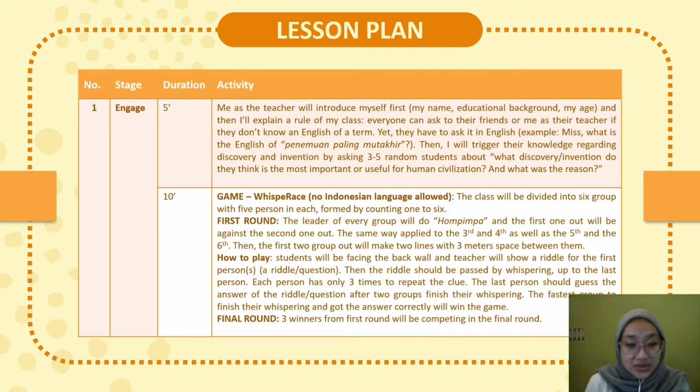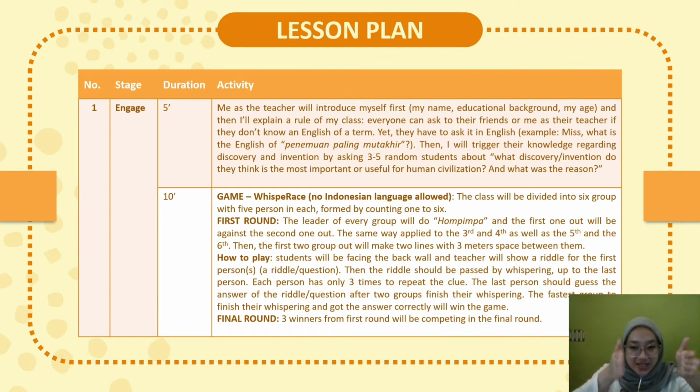The first round will be like the leader of every group will do hom pim pa, and the first one out will be against the second one out from the hom pim pa, and then the same way applied to the third and the fourth, as well as the fifth and the sixth. And then the first 2 groups out will make 2 lines with 3 meters of space between them.